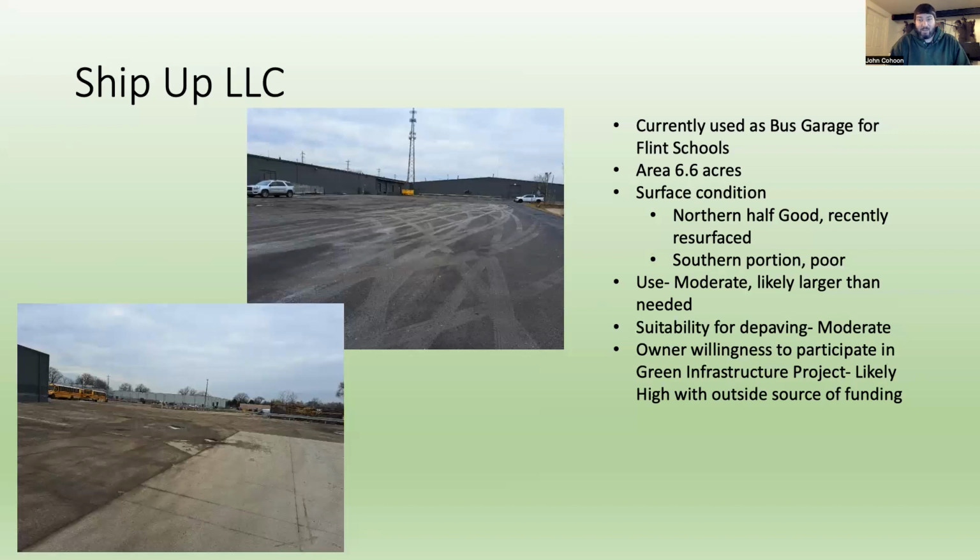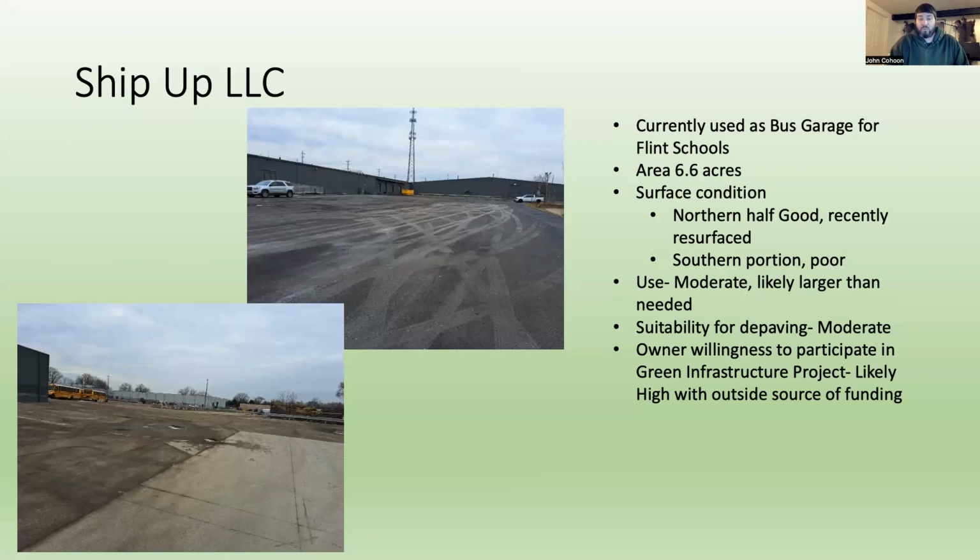And we're not advocating that we remove it entirely. However, given that the Flint Community Schools student population has gone down significantly over the last few decades, it's likely that they don't need as much space as they did in the past. And so there might be some opportunities to de-pave some of the edges or maybe a small section of the southern portion of the parking lot, and then install something like a rain garden or other green infrastructure, to try to capture some of that stormwater runoff before it were to enter Gilkey Creek or the storm sewer somewhere else.